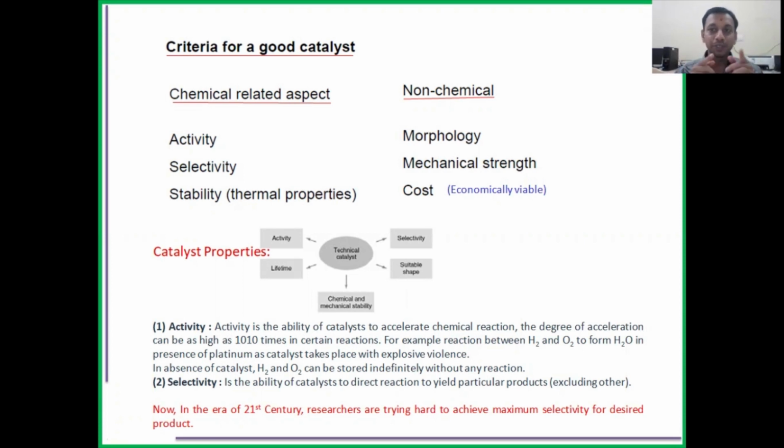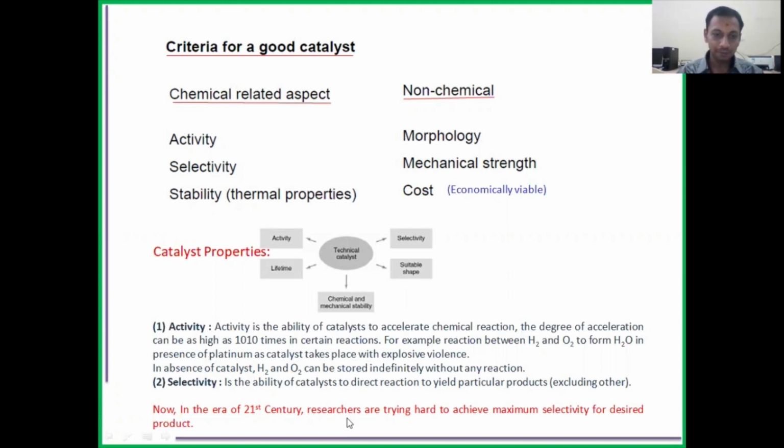And the selective productivity is how much is converted and how much selectivity you got for your desired product. Selectivity is the ability of the catalyst to direct a reaction to yield a particular product. How much it converted is related to the activity, the percentage conversion. But selectivity is related to how much of your desired product you got.